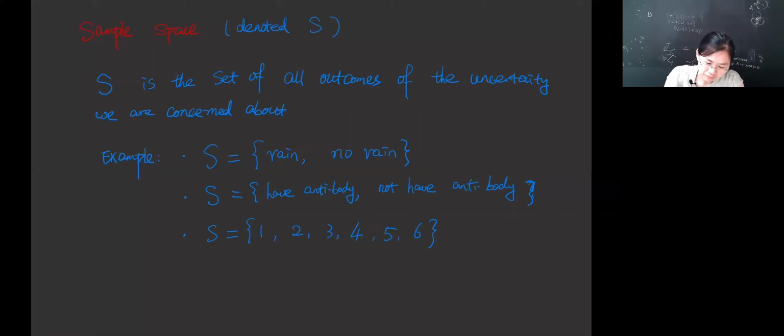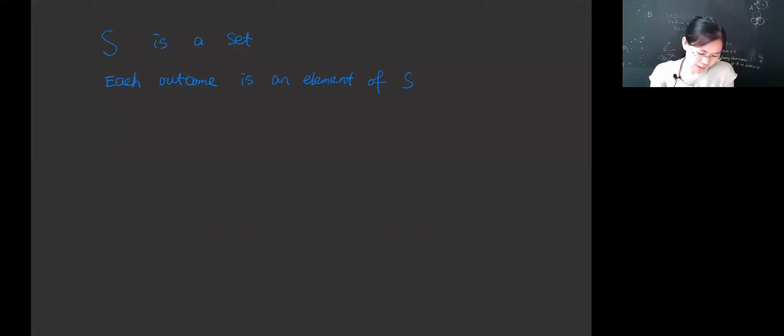Notice that the outcomes are the possibilities, and the outcomes are so defined so that one and exactly one of them happens when the uncertainty is resolved. Now, because S is a set, the outcomes are the things that form the set. So each outcome is also called an element of the set. In set theory language, each outcome is an element of the sample space. The outcome is typically denoted by the small letter s, while the sample space is a capital letter.